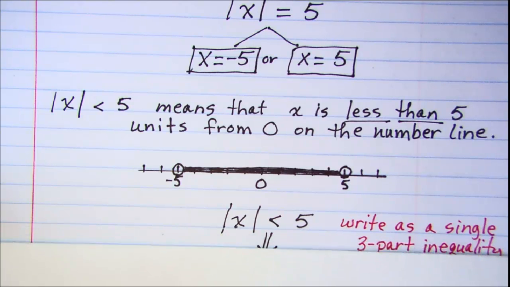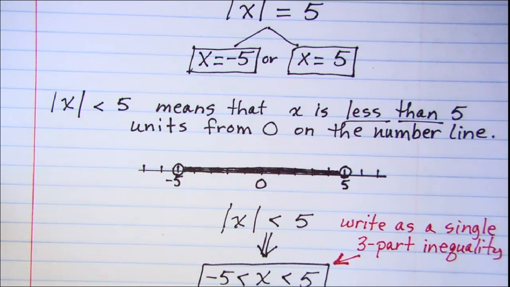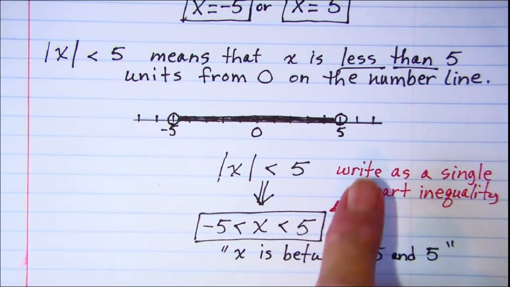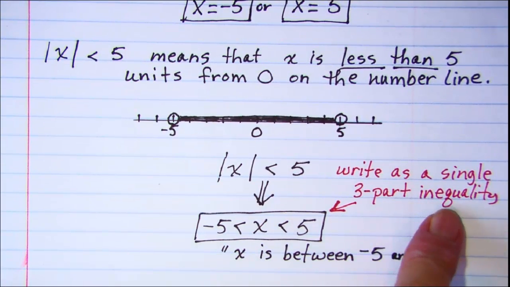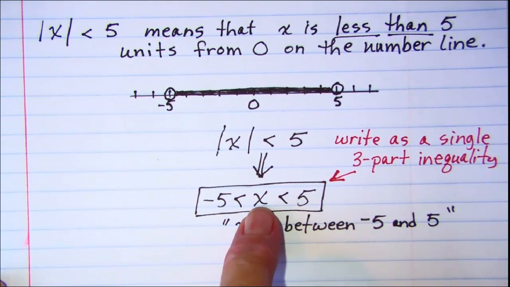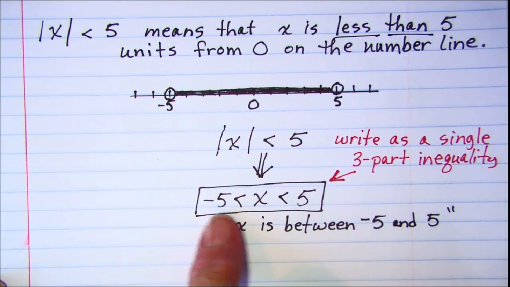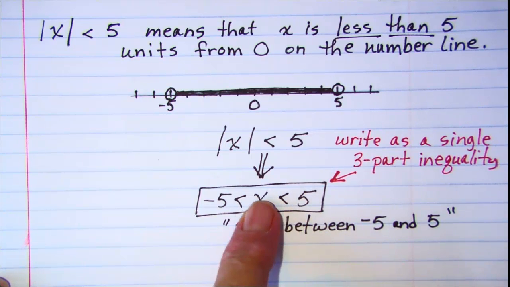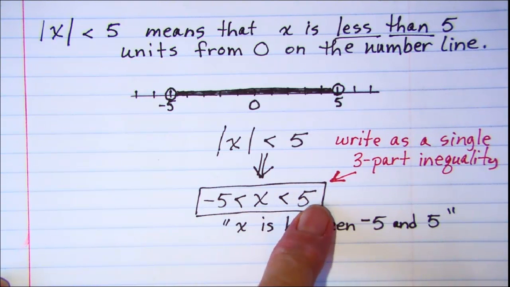The inequality absolute value of x is less than 5 then, we would write that as a single three-part inequality this way. And you read that as x is between negative 5 and 5. You could also read it as negative 5 is less than x, which is less than 5. But this three-part inequality puts x between negative 5 and 5.